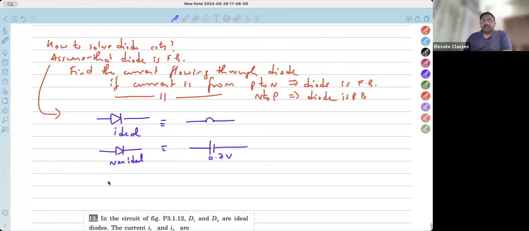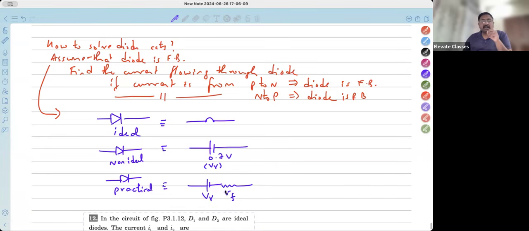And finally, if by chance your diode is a practical diode, which is very, very rare, I have never seen a question like this, what will you do? You will replace it with the cut-in voltage V gamma, whatever is given. If nothing is given, take 0.7 V gamma and a very small resistance which is called the forward resistance. Now this RF has no standard value.